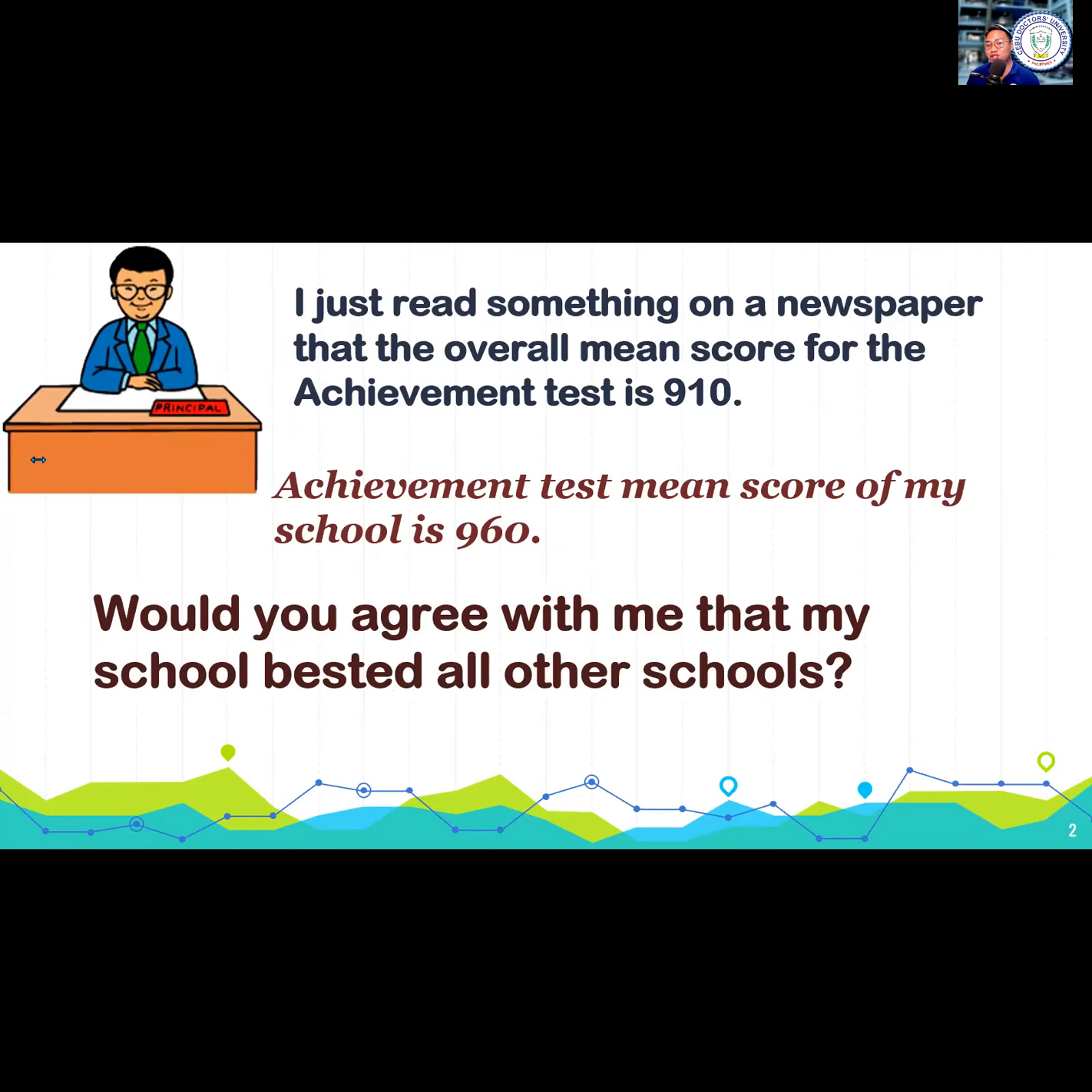I'll repeat the situation. The principal read in the newspaper that the overall mean score for the achievement test is 910. That's overall. Now, he was able to confirm that the achievement test mean score of his school is 960. Would you agree with him that his school bested all other schools?